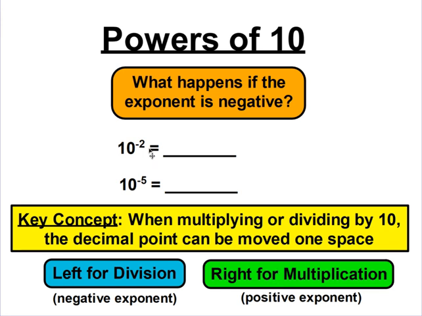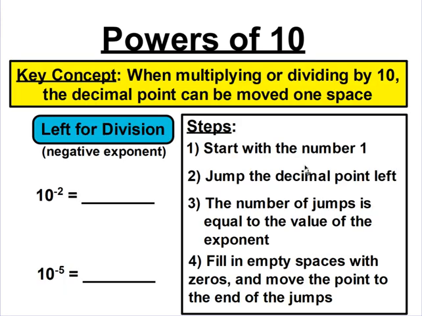Because positive exponents means the answer is going to get bigger. Negative exponents means the answer is going to get smaller. It does not mean you're going to have a negative answer. It means you're going to have a small answer. All right? So let's look at the answers here.